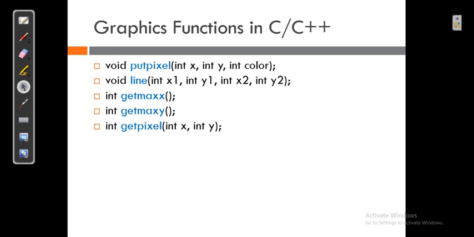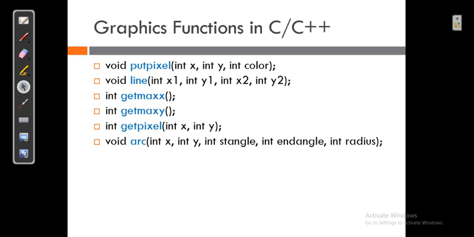Then I have arc. Arc is a half circle or an incomplete circle, I will say. For that I will have x, y, then the last argument radius, and the starting angle and ending angle. Now what are starting angle and ending angle? I will just explain it to you.